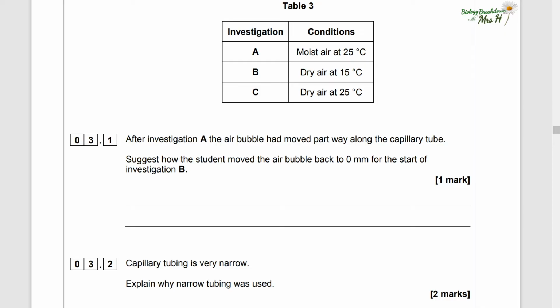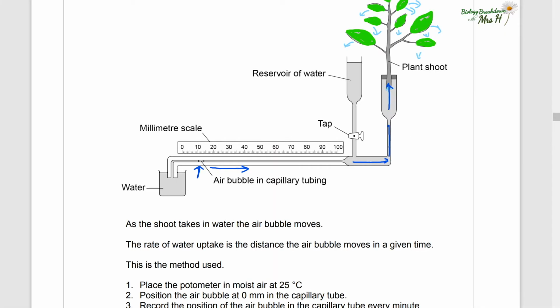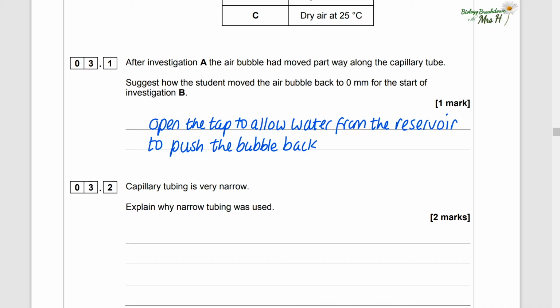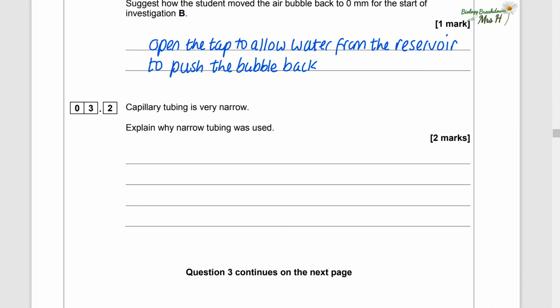Dry air at 15 degrees C, dry air at 25 degrees C. After investigation A, the air bubble had moved part way along the capillary tube. Suggest how the student moved the air bubble back to 0 millimeters for the start of investigation B. Well, all you've got to do is open the tap to allow the water from the reservoir to push the bubble back.